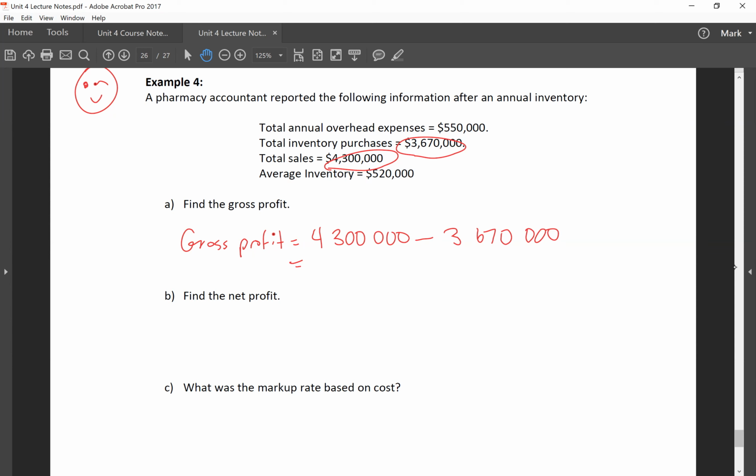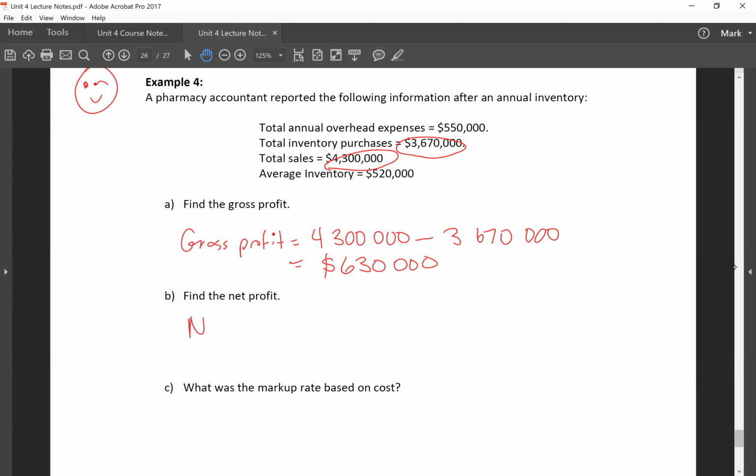I'll do it on my calculator to make sure everything's cool. I'm always afraid I'll forget a 0. A tip is just watch out for your zeros. Make sure you don't miss a 0 here. Sometimes it's hard. So this is 630,000. That's your gross profit, which is also the same as markup. Not markup rate, but it is the same as markup.